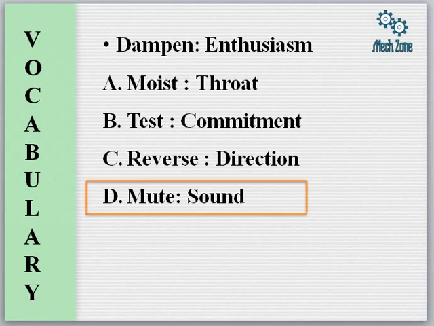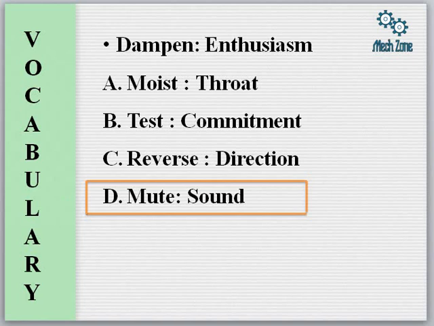Mute means to reduce, or to reduce to zero. And sound means something which is coming out in the form of energy, sound energy. So you're actually reducing that sound energy to zero, and hence option D is correct.